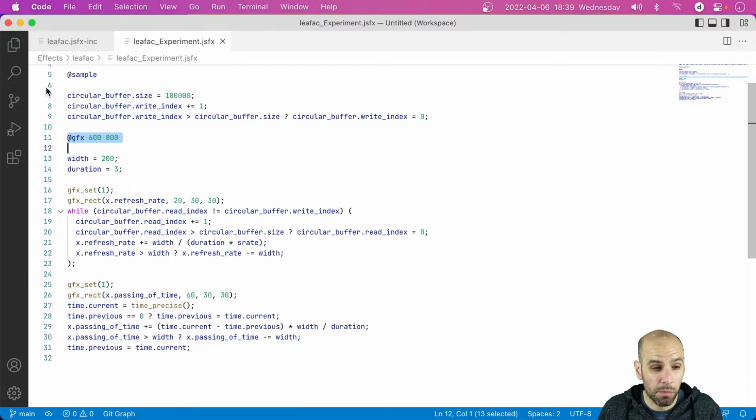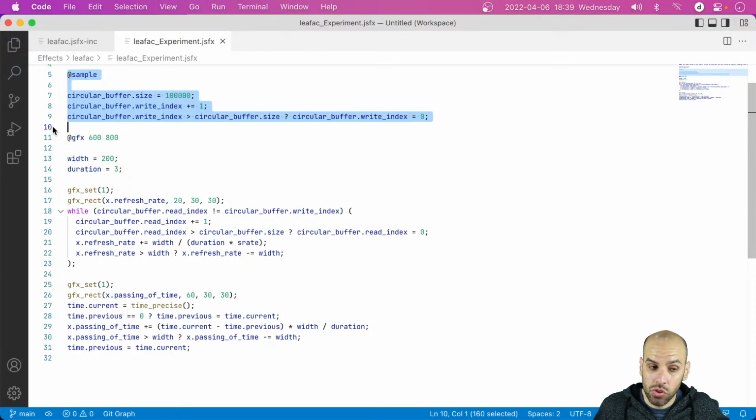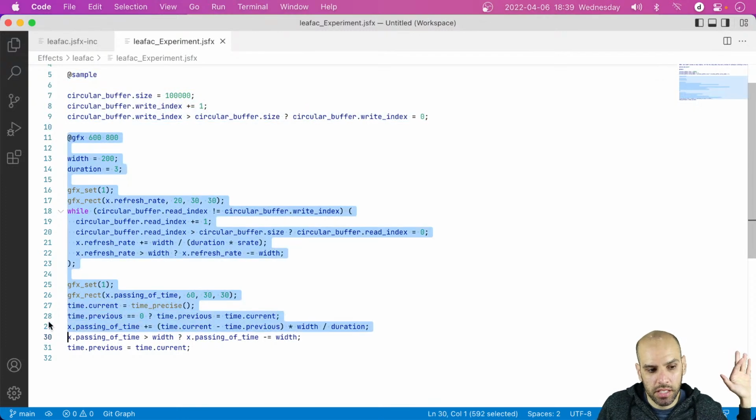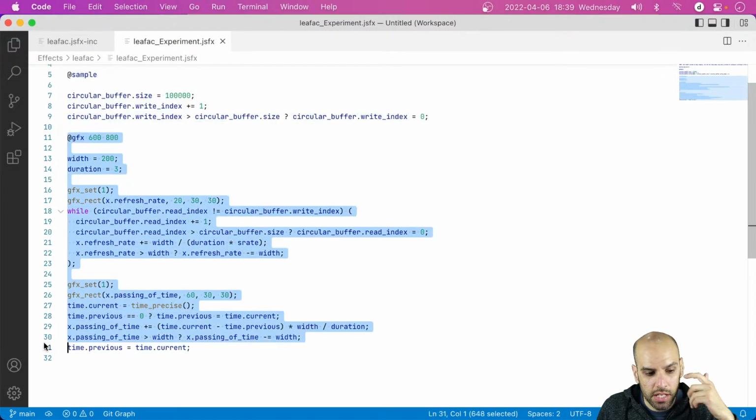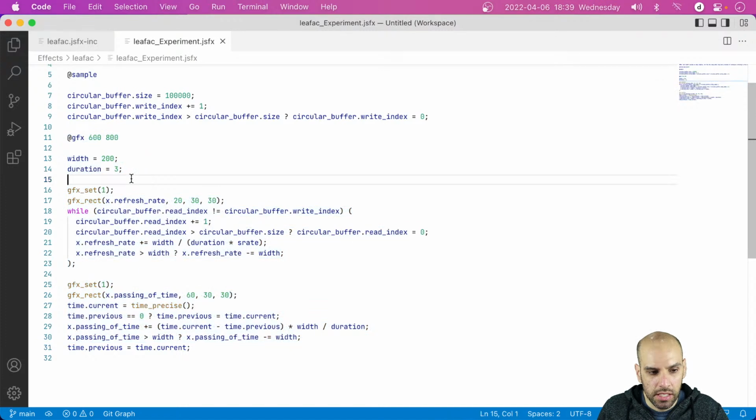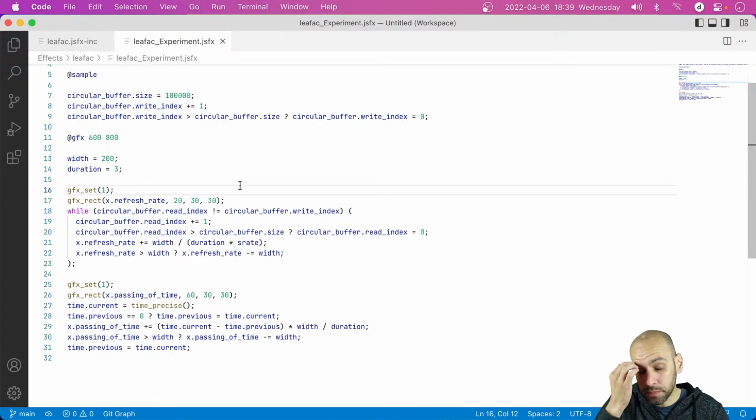And this problem compounds with the fact that the sample block is running on its own schedule, the sample block and the GFX block. So this is the audio thread, this is the user interface thread. They're running at the same time. These two blocks of code are running and they're racing against each other. So things get complicated because I may be writing and reading from the same data structure at the same time.